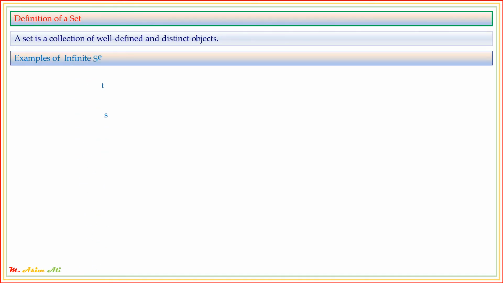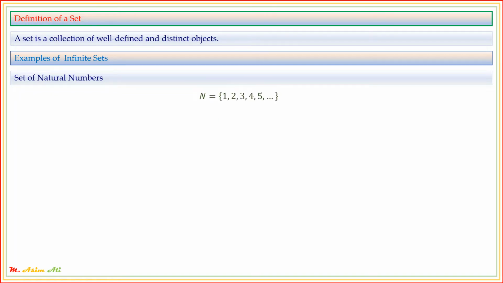Examples of infinite sets. There are two kinds of sets, finite sets and infinite sets. Infinite sets are the sets which contain an uncountable infinite number of elements which we cannot count. There are so many in number. For example, set of natural numbers. These were the first numbers that man discovered for counting in daily life. They start from 1, 2, 3, 4, and so on.